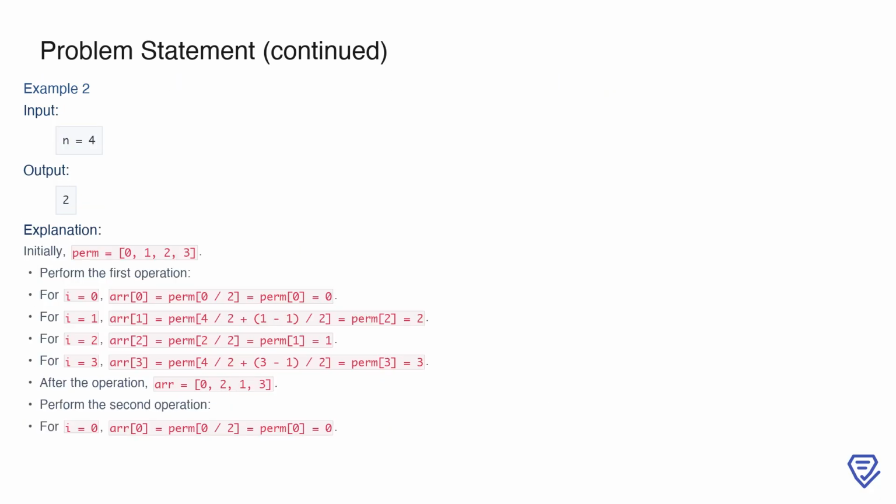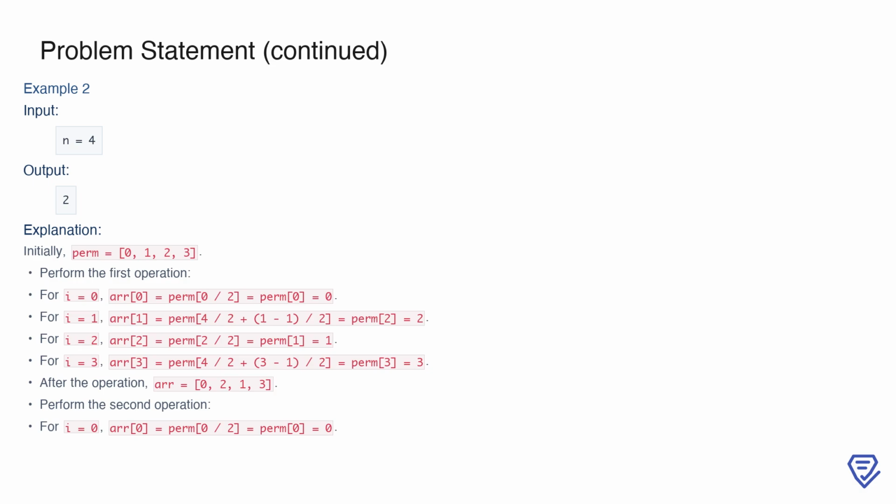In the second example, we are given n equals 4 and the initial permutation is perm equals 0, 1, 2, 3. Performing the first operation, for i equals 0, ARR[0] becomes perm[0], which is 0. For i equals 1, ARR[1] becomes perm[2], which is 2. For i equals 2, ARR[2] becomes perm[1], which is 1. Finally, for i equals 3, ARR[3] becomes perm[3], which is 3. After this operation, ARR is 0, 2, 1, 3. This does not yet match the original permutation, so we perform a second operation.